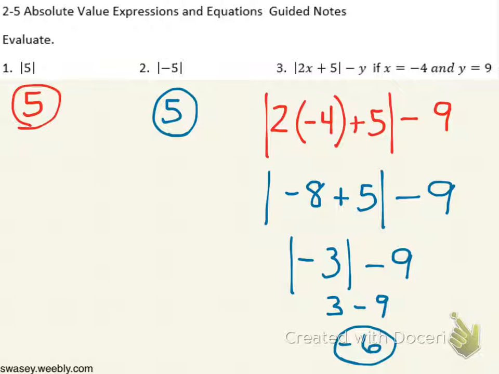So we evaluated that expression. We found the value of that expression. We got negative 6. So even though absolute value makes it positive, if there's things outside of it in the expression, then it can be negative. So the whole expression ended up being negative.